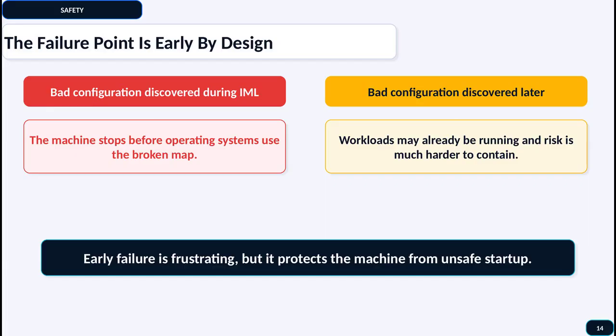When IML fails because the AOCDS is invalid, it can feel like the machine is being difficult. But the failure point is early by design. Imagine airport security finding a problem before passengers board the plane. That delay is inconvenient, but it is safer than discovering the problem in the air. In the same way, if AOCP finds an assembly error during IML, the process stops before operating systems begin using a broken I/O map. Early rejection protects the larger environment from unsafe startup.